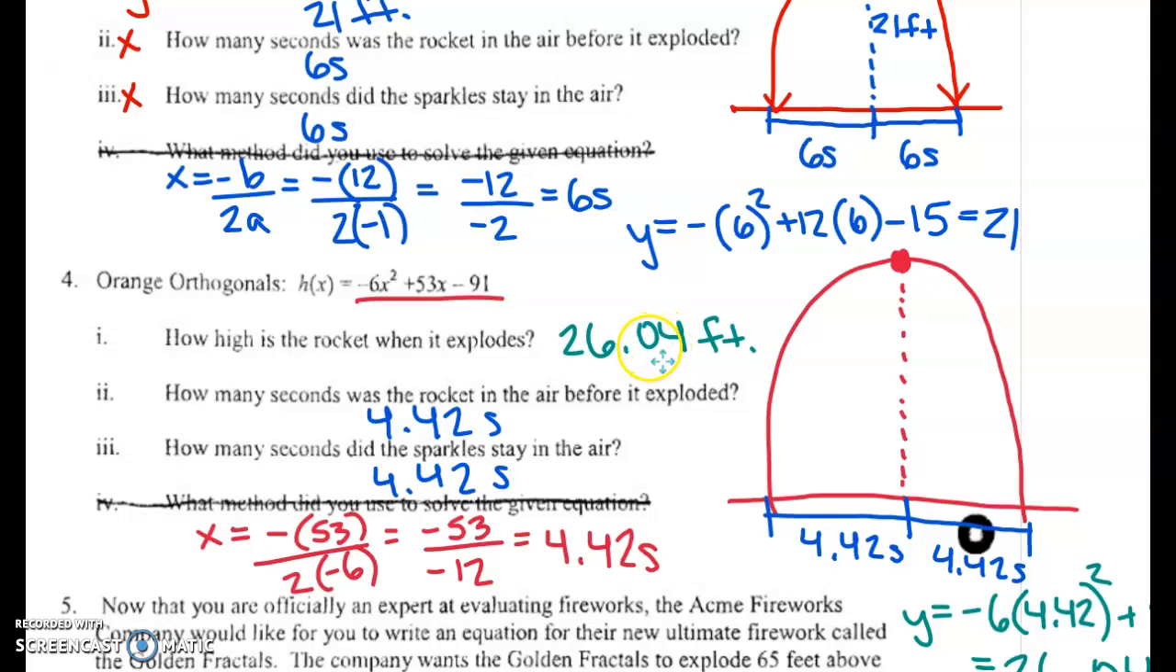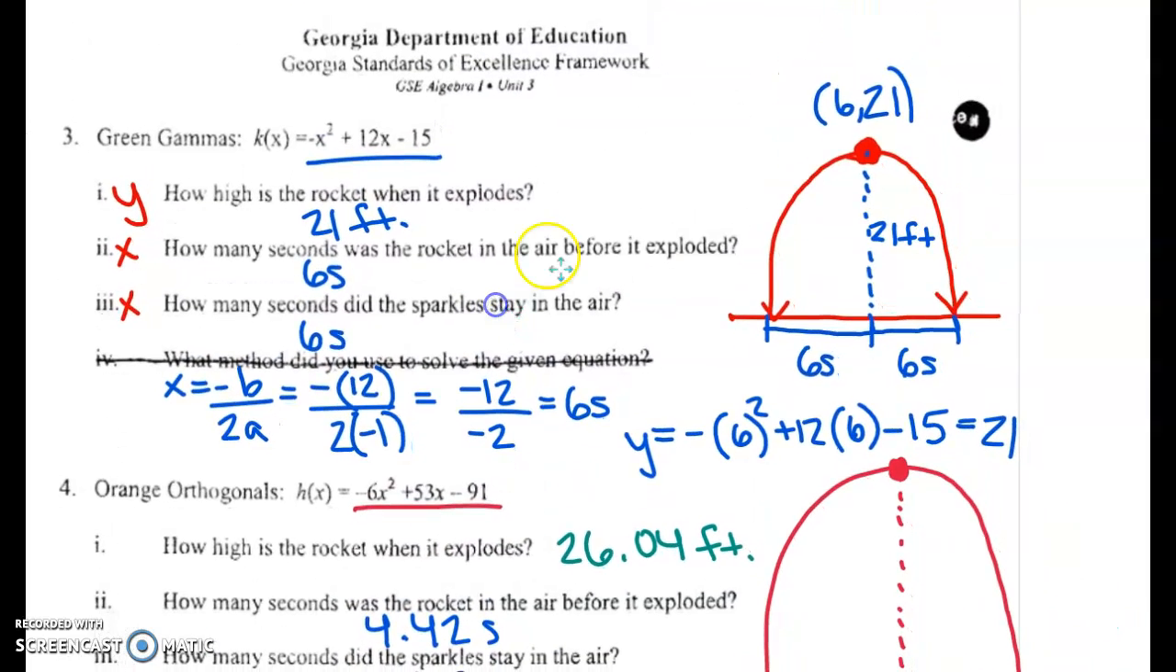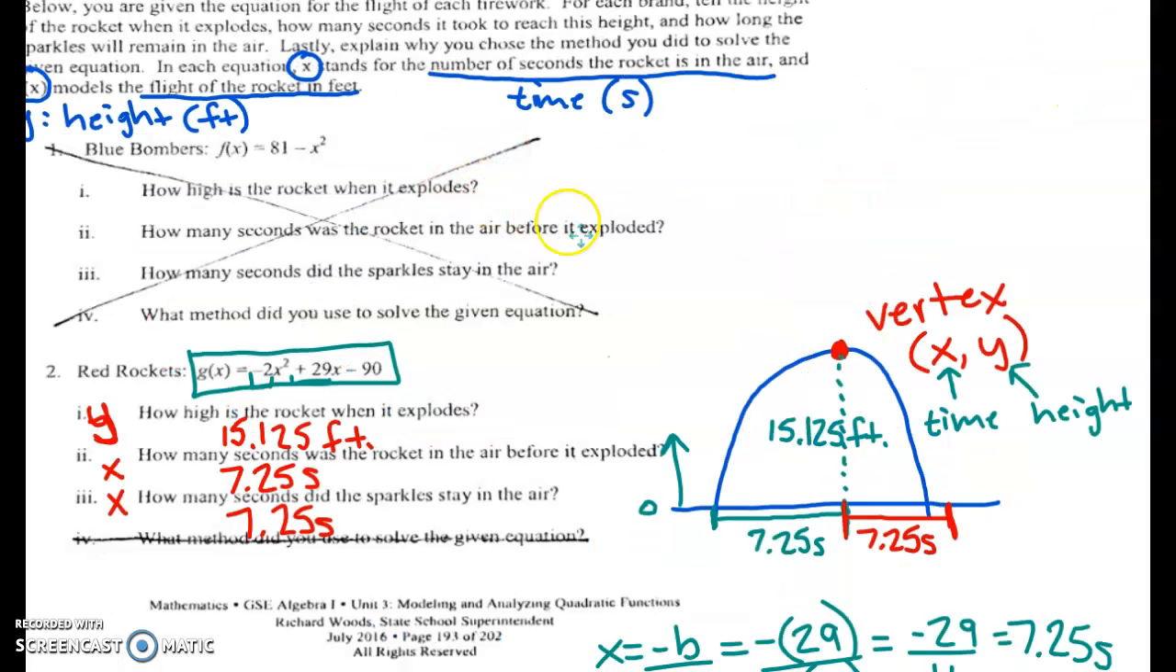But sparkles is also important, right? So the orange orthogonals was almost 5 seconds, so 4.42. Green gammas was 6. And then red rockets, ooh, that one was 7. So red rockets wins for the amount of seconds. But we got to look at both of them together. So which one is pretty much in the middle?